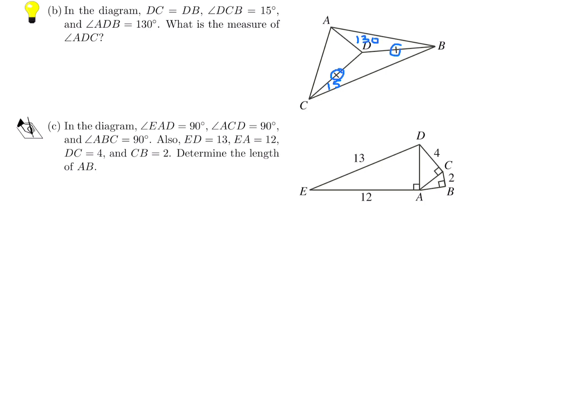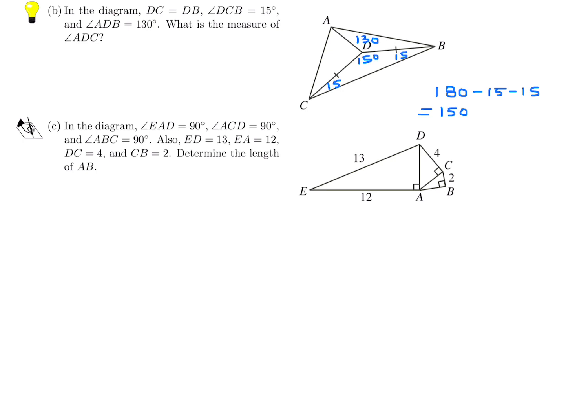This symbol means those two are equal. So that means this angle is the same as that angle because it's an isosceles triangle. So that means this angle is also 15. Now this angle must be 180 minus 15 minus 15, because the sum of the angles of a triangle equal 180. So that means that angle will be 180 minus 30, which is 150. So put 150 right there.